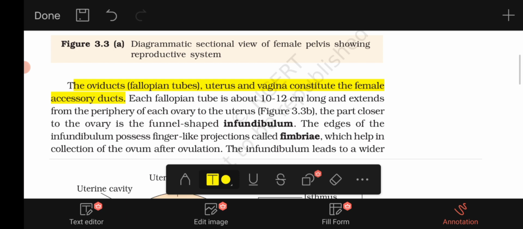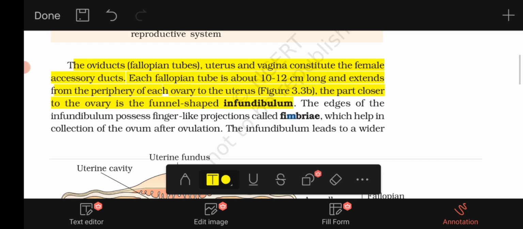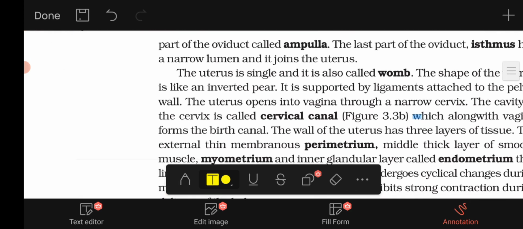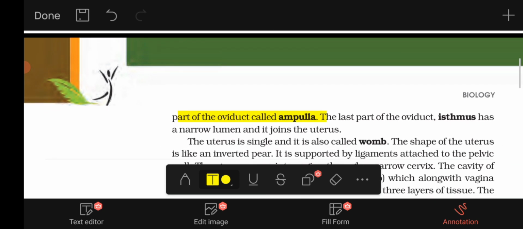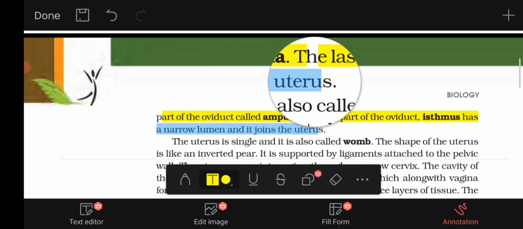Each fallopian tube is around 10 to 12 centimeters long and extends from the periphery of each ovary to the uterus. The part closer to the ovary is funnel shaped, called the infundibulum, which has fine finger-like projections called fimbriae, which help in collection of ovum after ovulation. The infundibulum leads to a wider part called ampulla where fertilization occurs. And the last part is the narrow part called isthmus, which has a narrow lumen and joins the uterus.